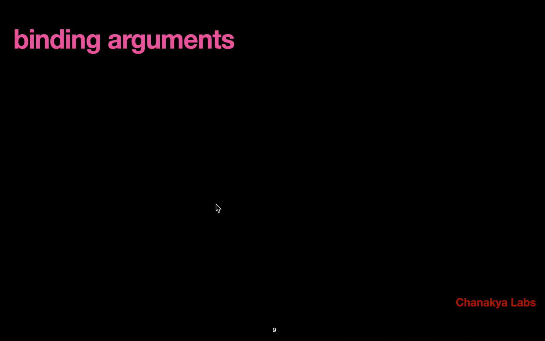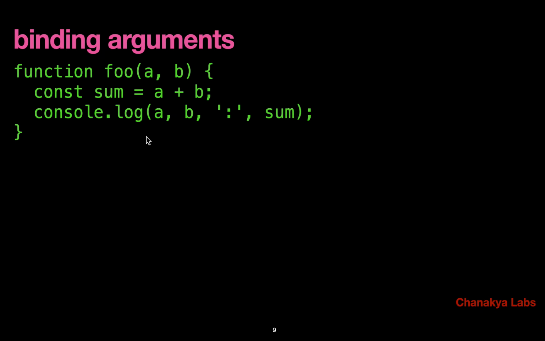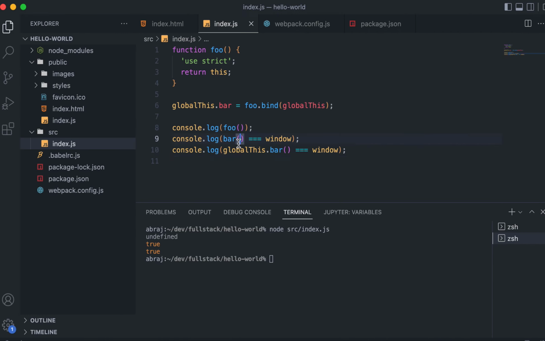Okay, so this is all about binding this variable. There is one more use of bind function, that is used for binding arguments also. Okay, so let's say there is a function, foo.